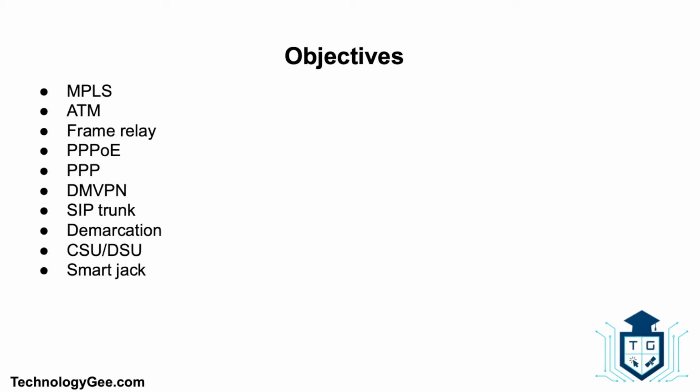In this video, you're going to learn about the characteristics of wide area network services such as MPLS, ATM, frame relay, PPPoE, PPP, DMVPN, SIP trunk, in addition to learning about wide area network terminations such as the demarcation point, CSU, DSU, and the smart jack. Now, I know there are a lot of acronyms in here, but the quicker you learn what these acronyms stand for, the better off you will be when it is time for you to take this exam.